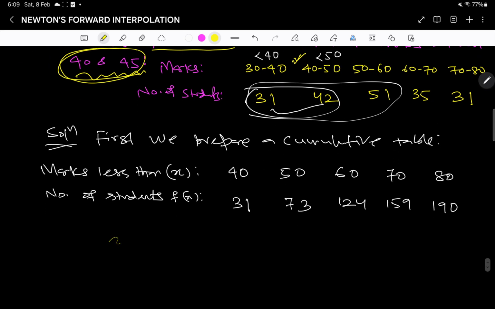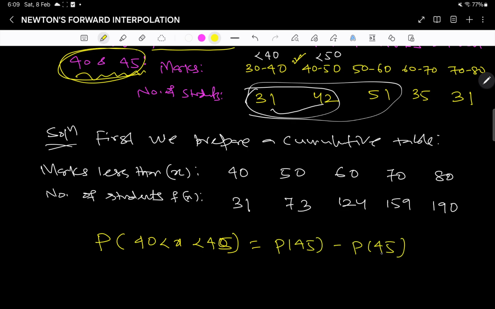So actually we are interested to find the marks scored between 40 and 45, is it not? 40 and 45 means it is P of 45 minus P of 40. So student scored marks less than 45 minus student scored marks less than 40, then student scored marks within this.